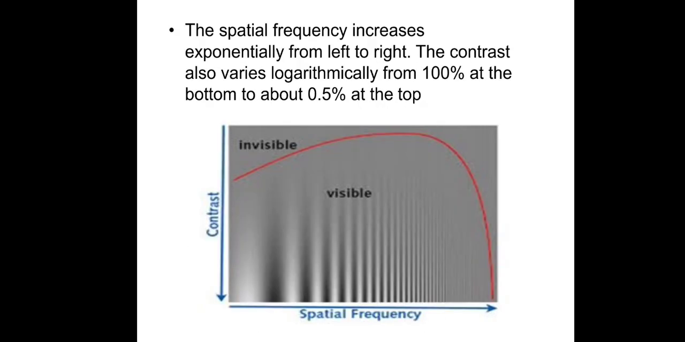So as you can see in the image, this is the spatial frequency of an image. You can see the black and white strips, and as it goes from left to right, the strips are getting narrower in size. So this is the contrast level, from invisible to visible surface.